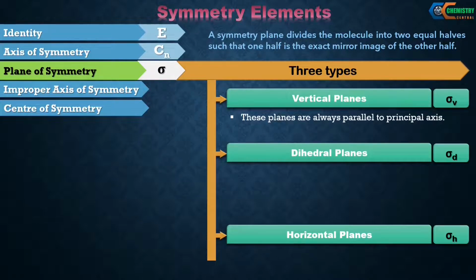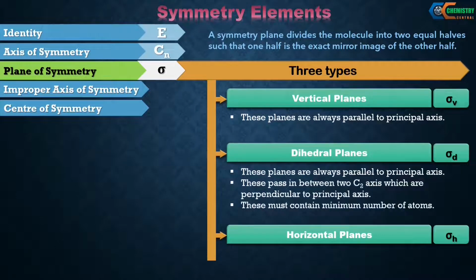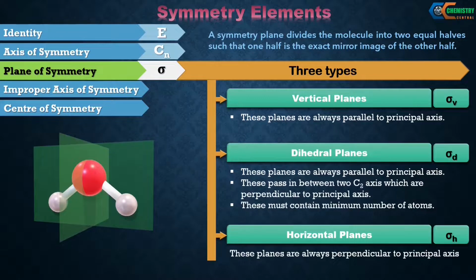Dihedral planes are a special kind of vertical plane which have to fulfill some criteria: they should be parallel to the principal axis, they must pass in between two perpendicular C2 axes, that is subsidiary axes, and they must contain the minimum number of atoms, or a lesser number of atoms than other vertical planes. The horizontal planes are always perpendicular to the principal axis. For example, there are two planes present in the water molecule. As these planes are parallel to the principal axis, these are vertical planes.